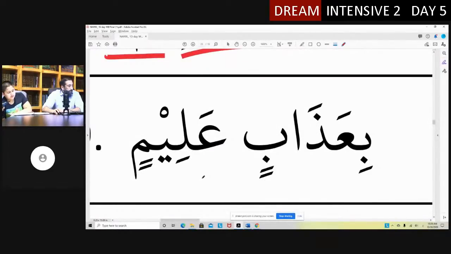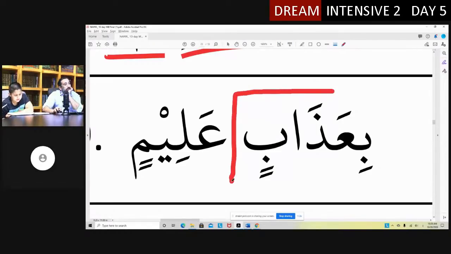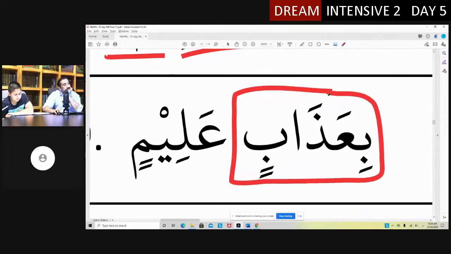Ghayda qulubihim. Bi'adhabin alim. So bi'adhabin can be crossed out immediately because it's heavy. What is bi'adhabin? Wasn't this a special mudaf? B is a harf of jar, so the B part would be the jar, and this part would be the majroor. B is jar and adhab is the majroor.